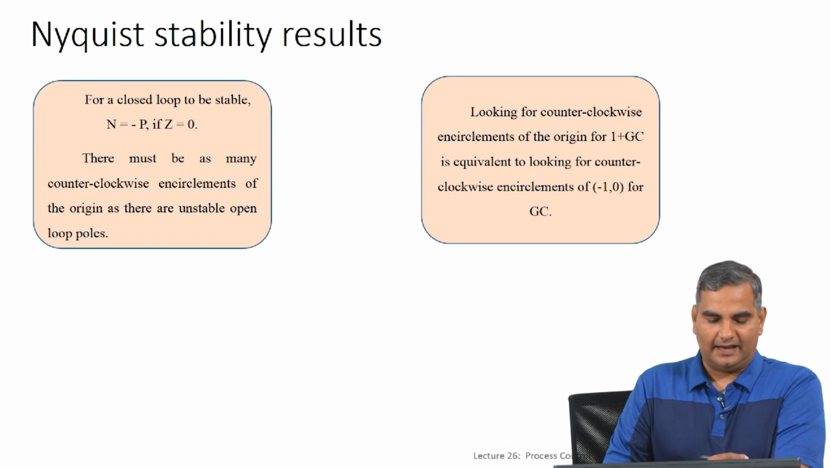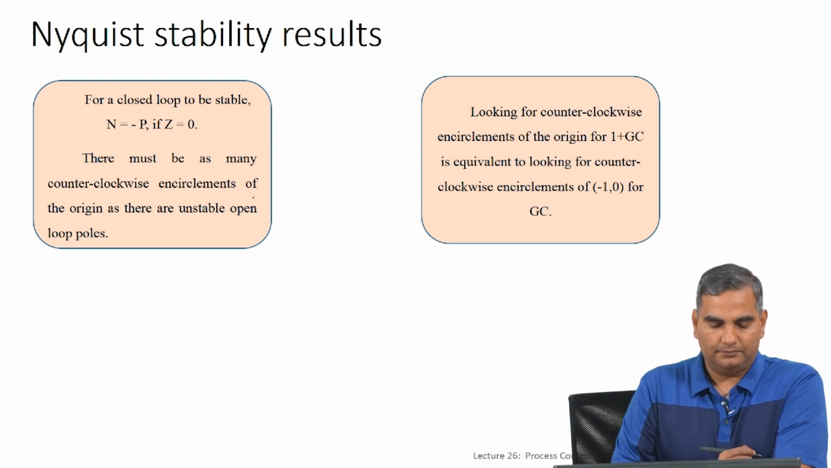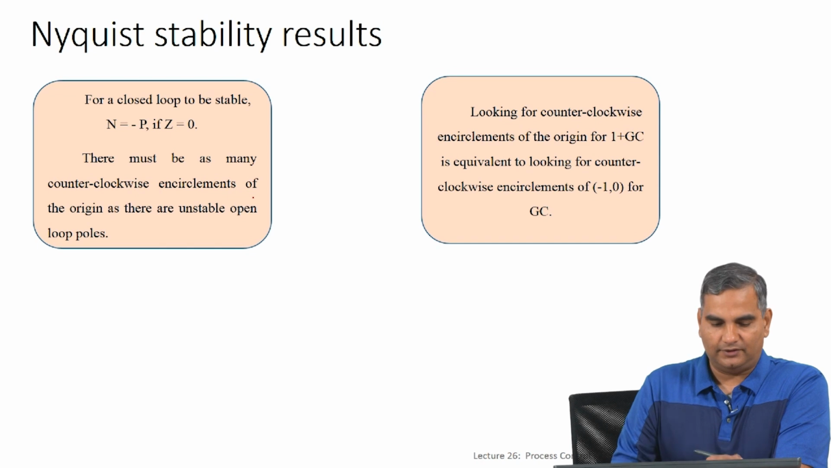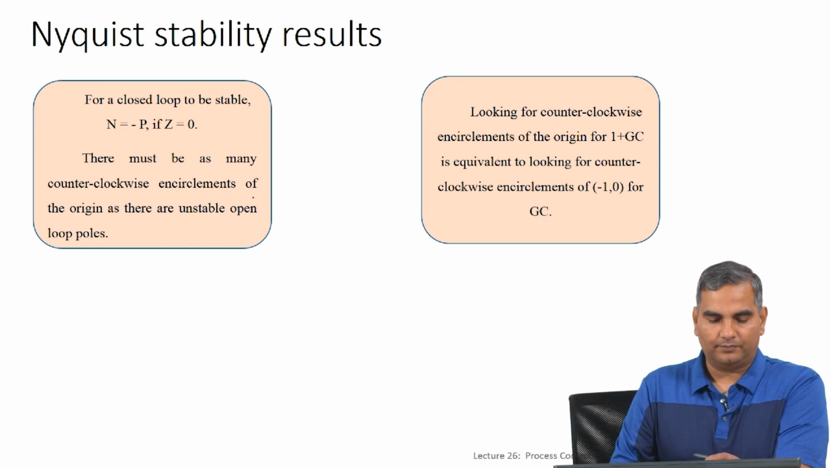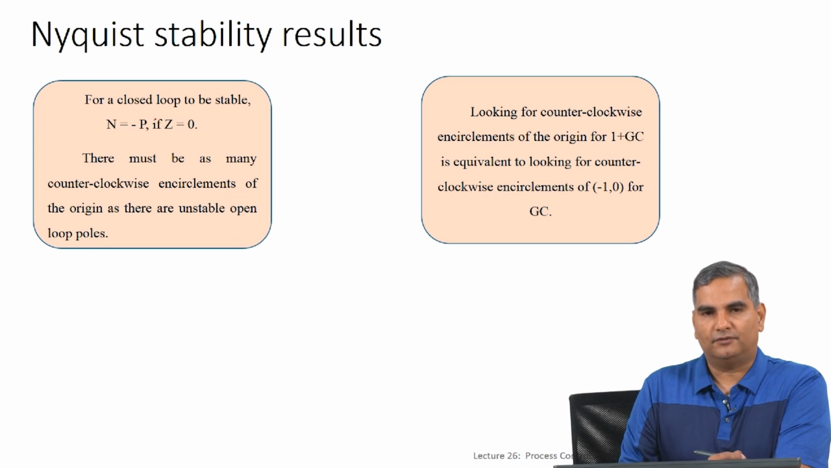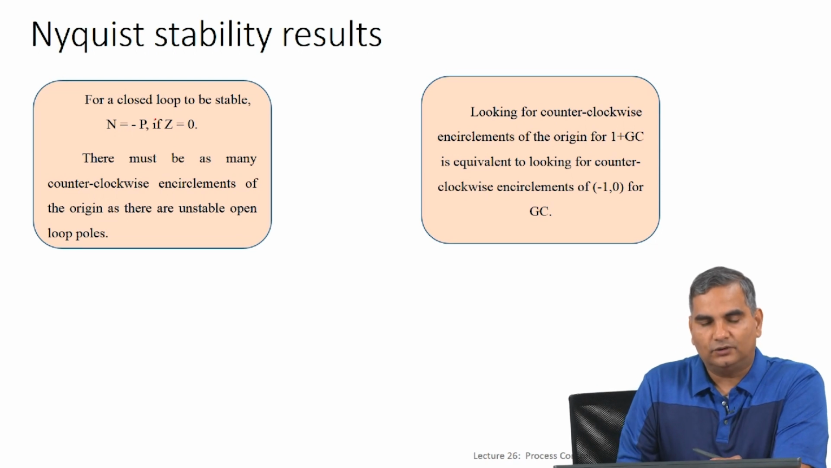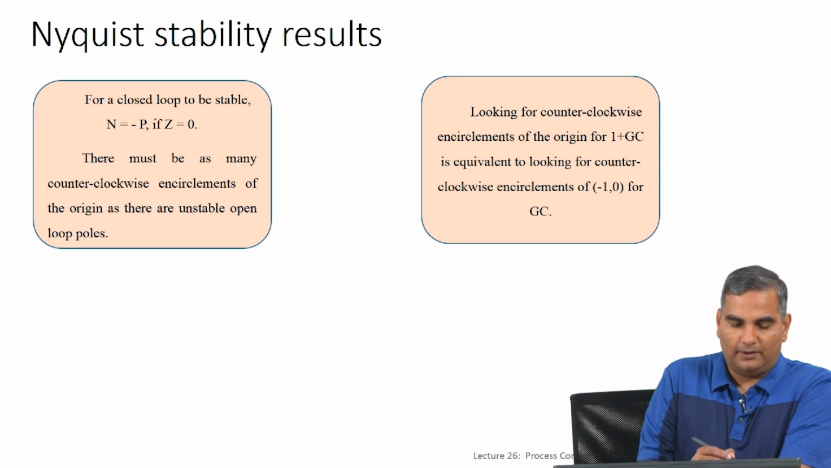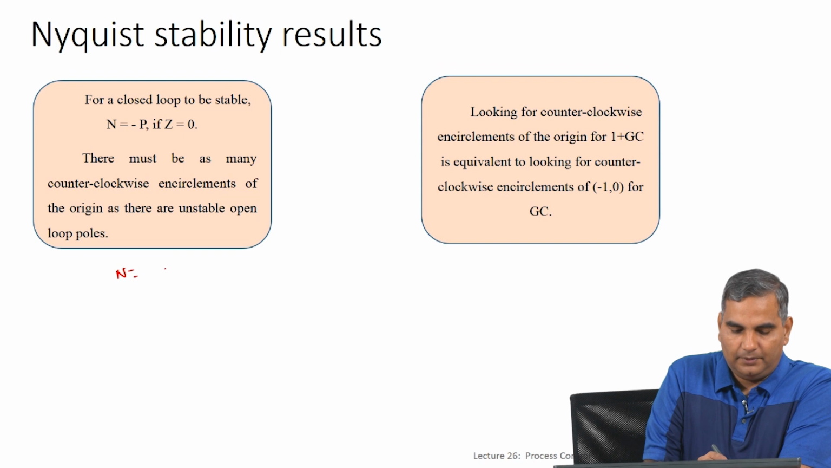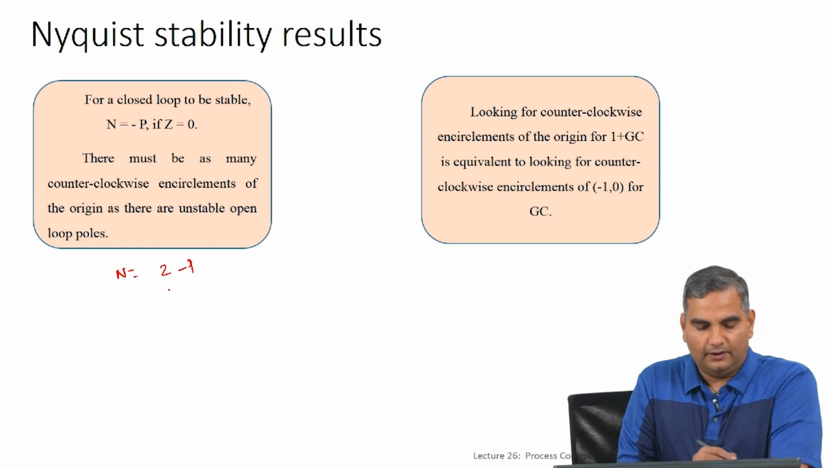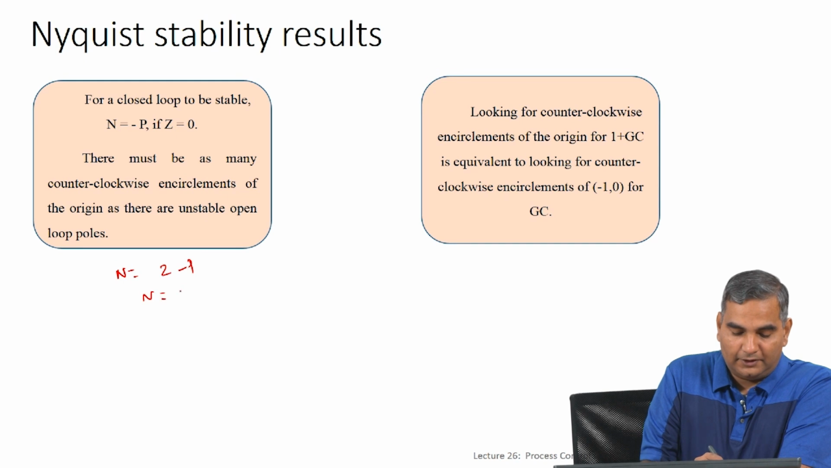Okay. So, now the last bit of result that we are going to use is the following. This is a summary or restatement of whatever we have seen. For a closed loop to be stable, basically Z has to be 0. Z is the number of zeros of 1 plus GC in RHP, and the number of zeros of 1 plus GC in RHP will give you the number of poles of the closed loop transfer function in RHP. So, as long as that is 0, the closed loop transfer function does not have any poles in RHP. So, from the rule N equal to Z minus P, if Z is 0, N equal to minus P. Okay. So, whenever Z is 0, N will be minus P.